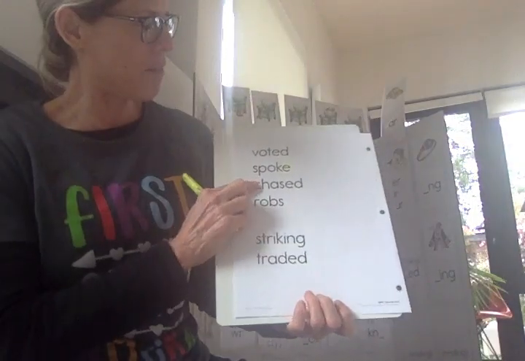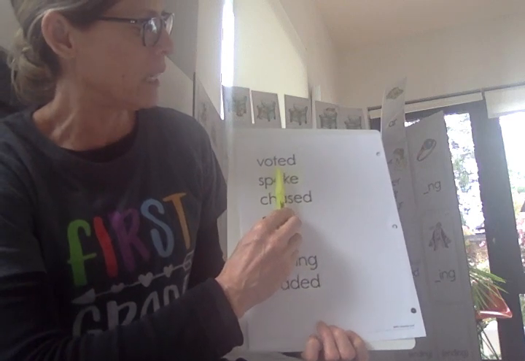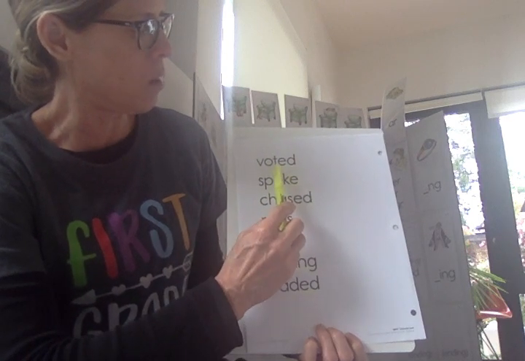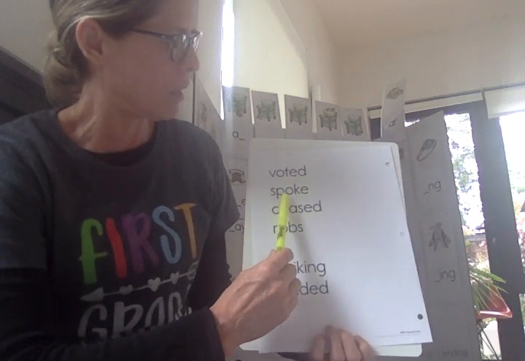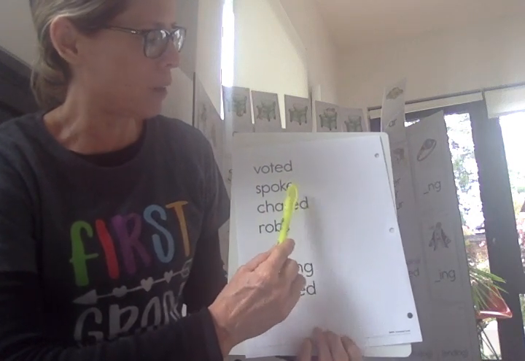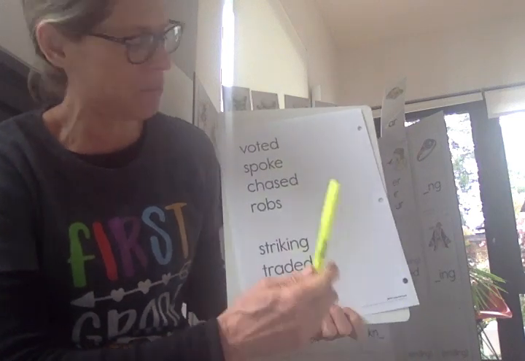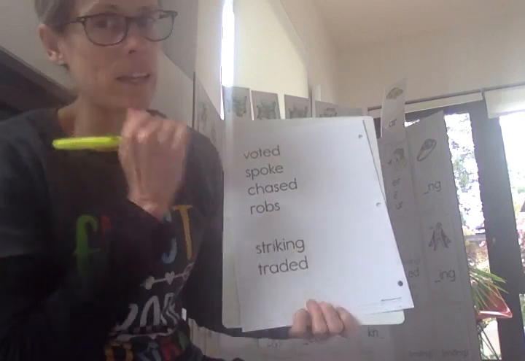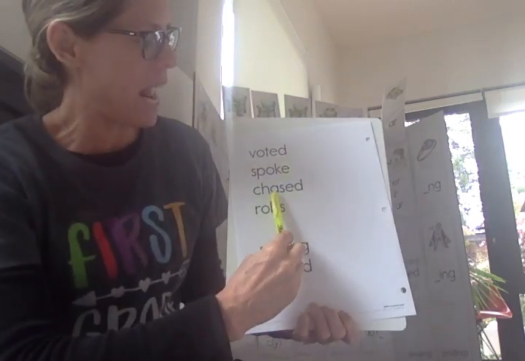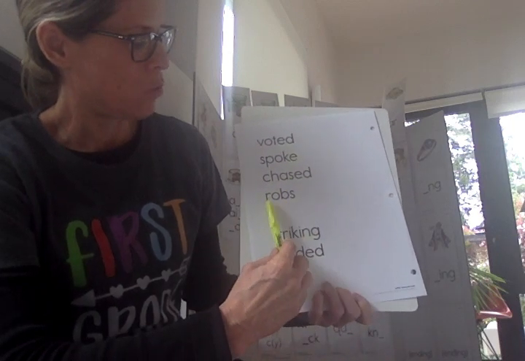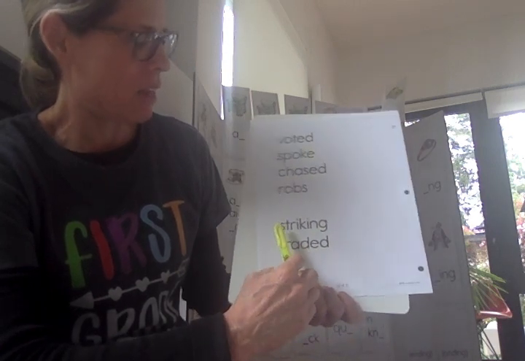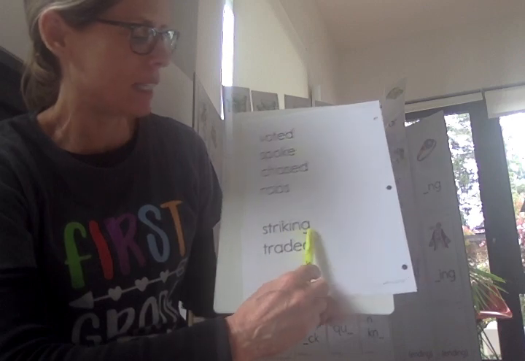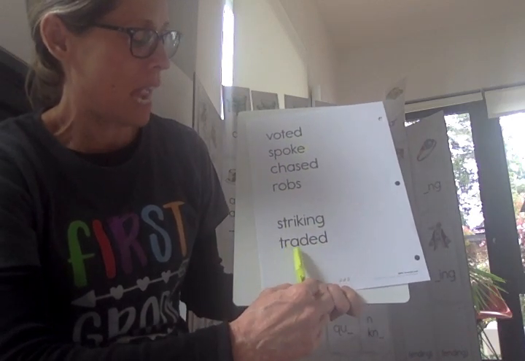Our last page here we have voted. Again, one consonant in between two vowels, so we know it's going to make the long vowel sound. Spoke. Silent E jumping over, telling the O to say its name. Ch, you know that sound. Chased. Robs, and striking, and traded. All right.